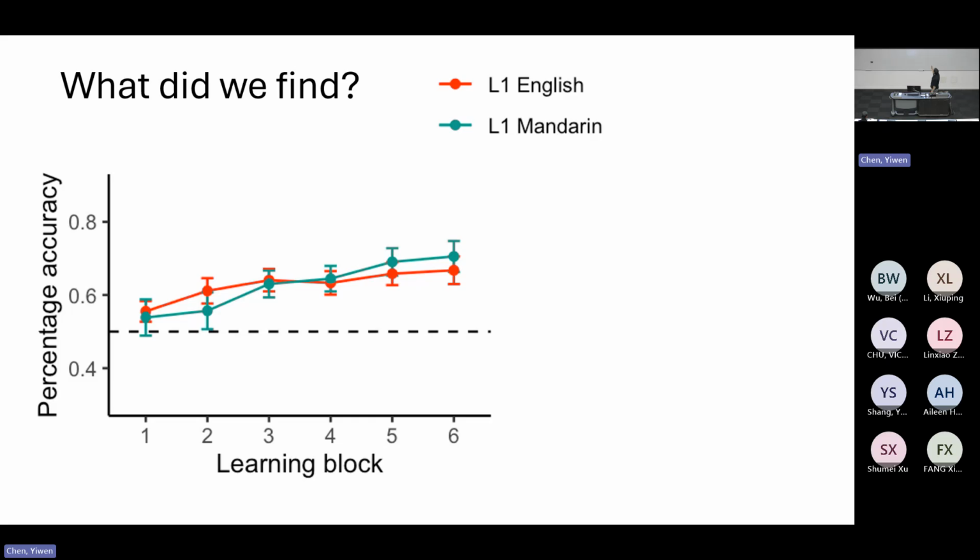So the red line is English native speakers, the green line is Mandarin native speakers, and initially they're kind of guessing, right? Like all of us would be in this room. Very quickly, people are not guessing anymore. What happens is that people quickly learn these new words, right? These new mappings between the sound and the visual reference.